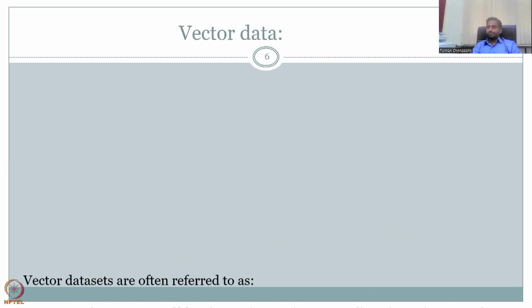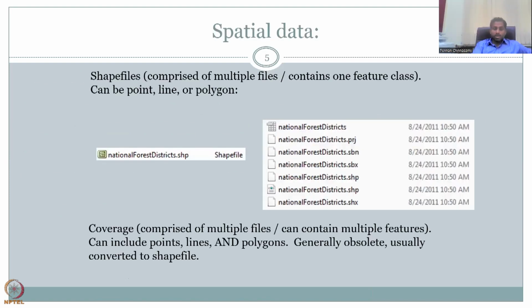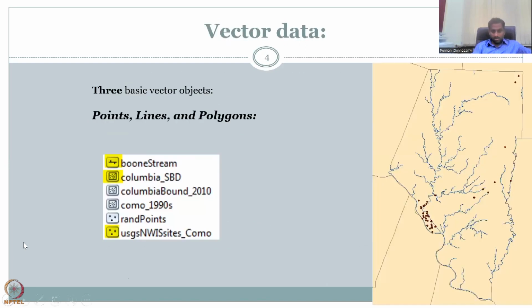Moving on, vector data sets are often referred to as feature class, sets of like objects, example points, sampling sites, lines, roads, data set. In polygons, it's statewide countries. They contain only one type of geometry. So you cannot mix and match. If there's one shapefile, you can only have polygon, point, or lines. You cannot have one shapefile name and within it points plus polygon plus lines. So that's why you saw here that it is distinct. The icon is distinct. You cannot mix and match.